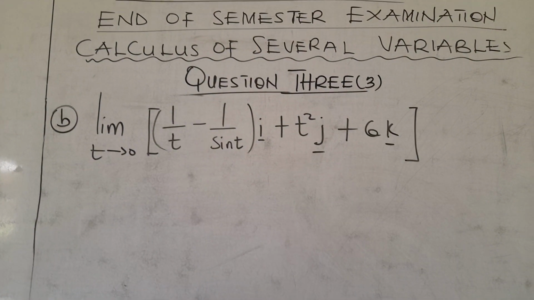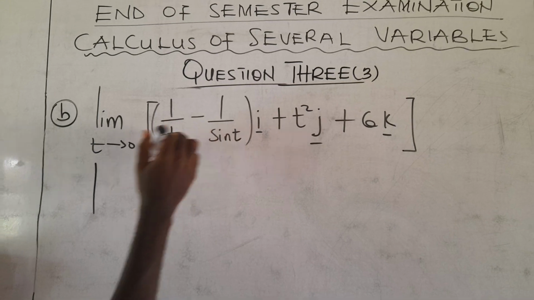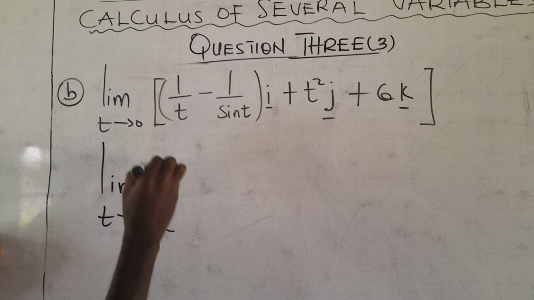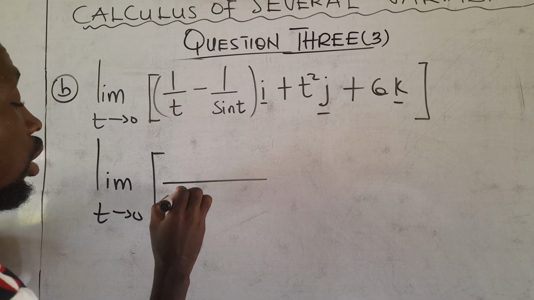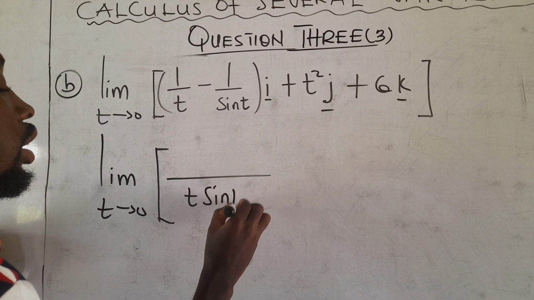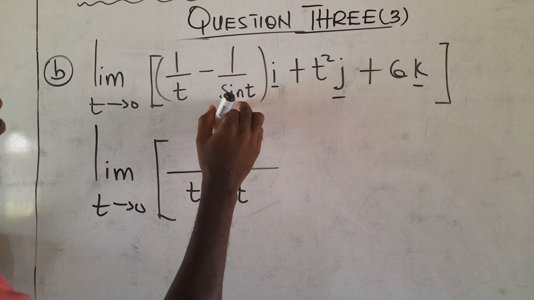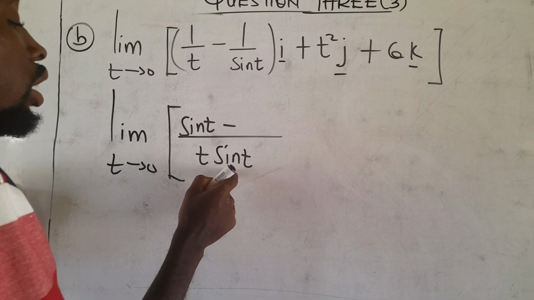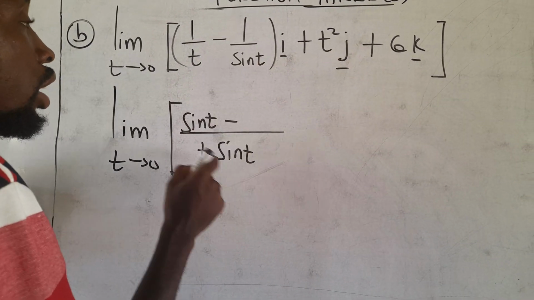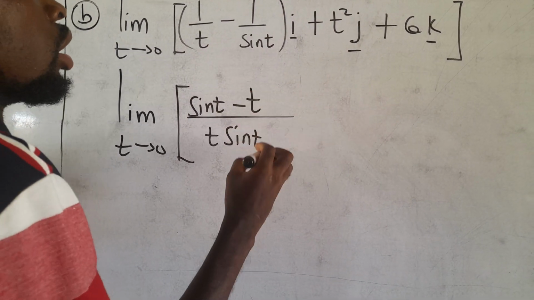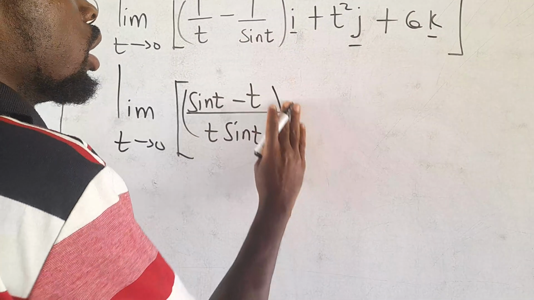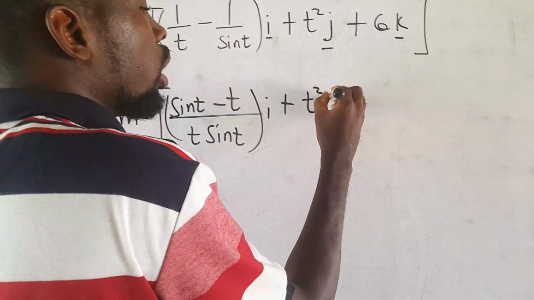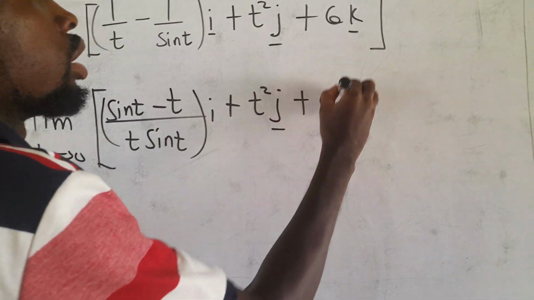Okay, so to solve this, we need to evaluate or simplify that. So we have the limit where t approaches 0. We need to find the LCM, and the LCM here is t sine t. If t divides it, we'll have sine t. Multiply that, will be sine t minus t divides this, we'll get sine t divided this, we'll get t times that will be t. And all this is in the i direction. Then plus t squared in the j direction, and plus 6k.